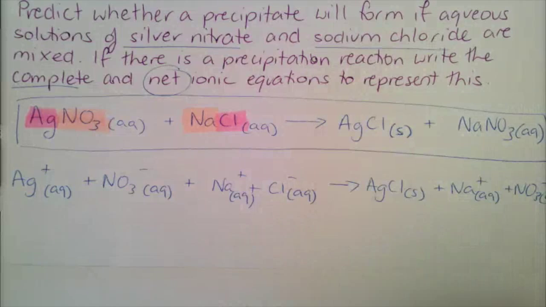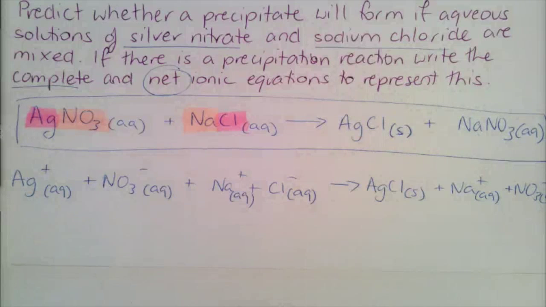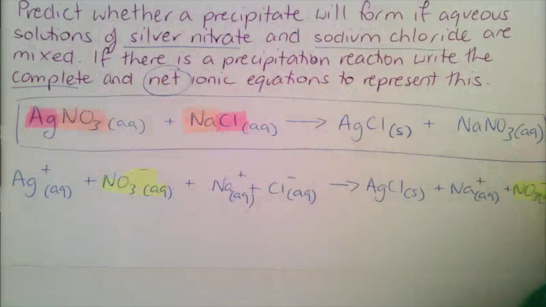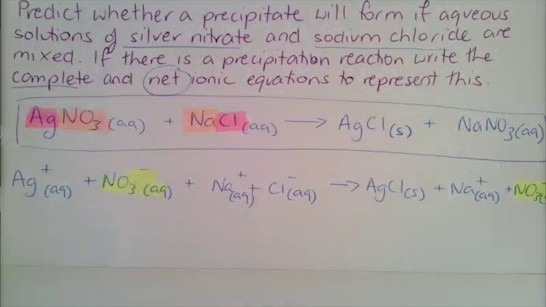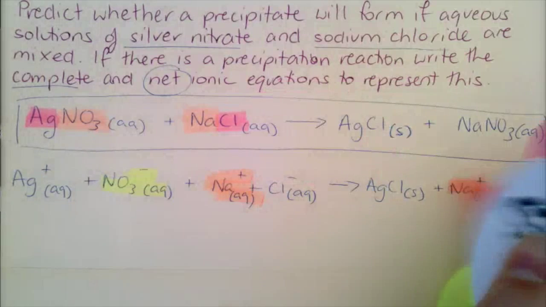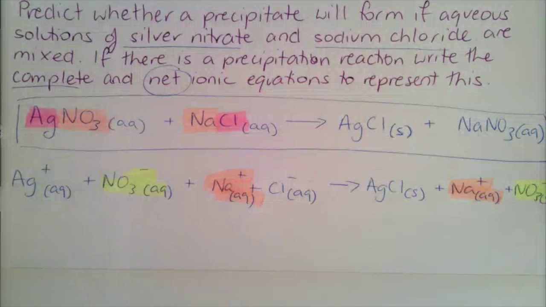If you can't see, I just wrote that it's aqueous over there. All right, so now what we're looking at is anything that doesn't change on either side of the equation. So I can see that on both sides of the equation, nitrate is in aqueous solution. So that hasn't changed, which means it hasn't actually been involved in the precipitation reaction. The other thing I can see that hasn't changed is the sodium. This sodium and this sodium, they are the same on both sides.